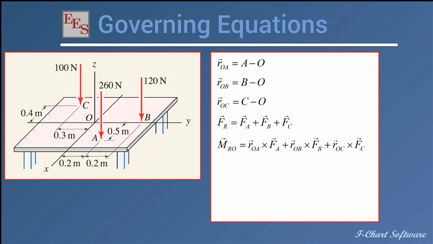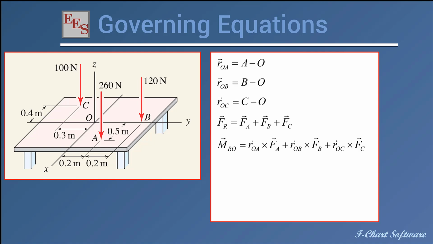So if we go through the equations, now we know the coordinates of each of the forces. So we know A, B, and C. We know point O, we're going to call that 0, 0. And so now we can find position vectors from O to each of those points. So ROA, ROB, and ROC. And then we know also the forces. We know their magnitudes and direction. They're all in the minus J direction. So we can go ahead and specify each of the forces.